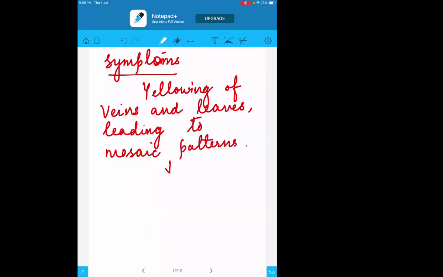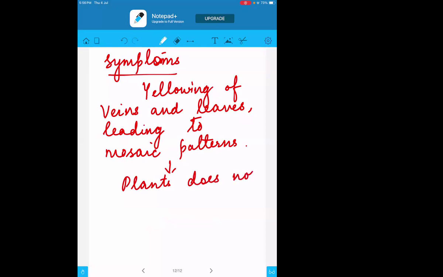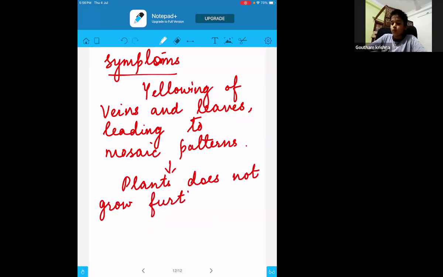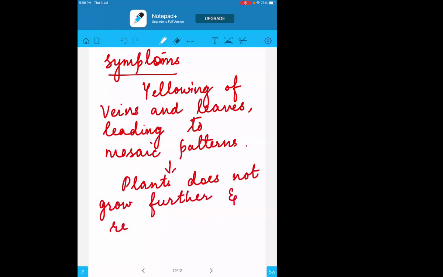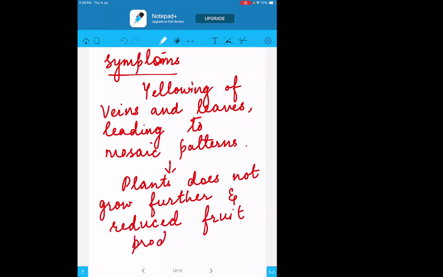And due to this, the plants do not grow further and have reduced fruit production. Due to the yellow vein or yellow leaf, they form a kind of pattern called the mosaic pattern, because of which the plants will not grow further and the fruit will not develop on them.